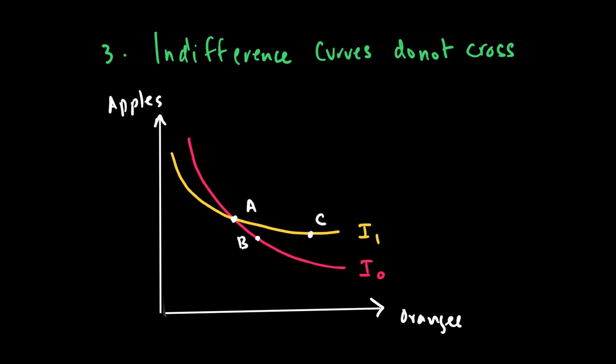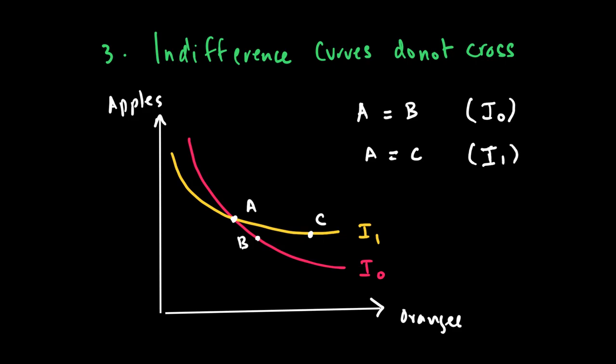Now if I am on the same indifference curve, then basically the logic is that I have the same utility from combination A and B. So can I say that A is ranked equal to B? Why? Because they are on the same indifference curve I0, right? But A is also equal to C because they are on the same indifference curve I1.